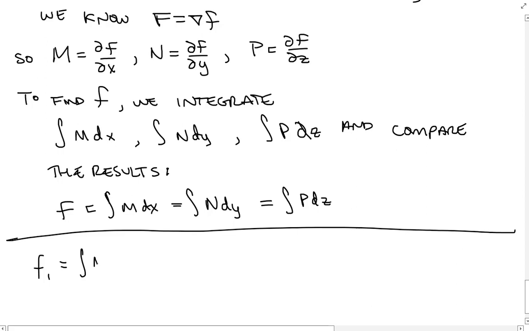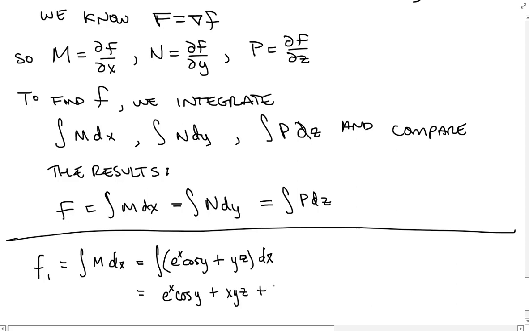So our potential function is the integral of f of m dx. So for us, that's the integral of e to the x cosine y plus yz with respect to x. Alright, so let's go ahead and integrate this. We are going to get, if x is our variable of integration, integral of e to the x is just e to the x, cosine y is a constant there, and then the integral of yz is xyz, because yz is just a constant. And then we need to add in some constant back here.